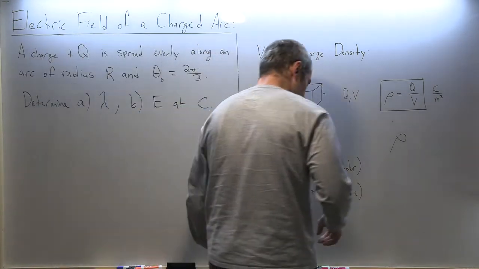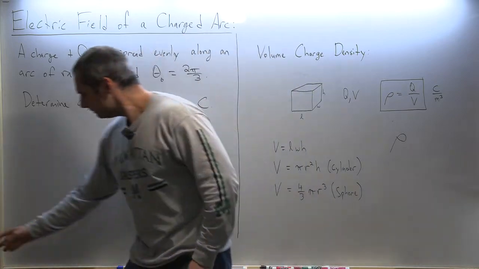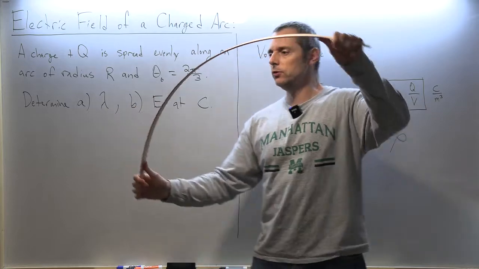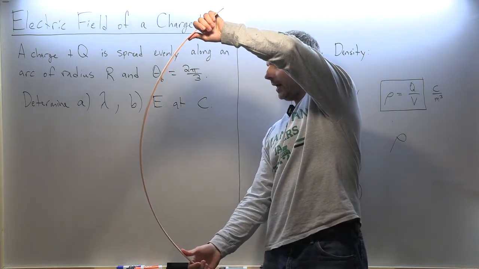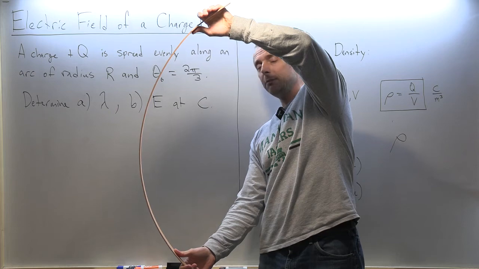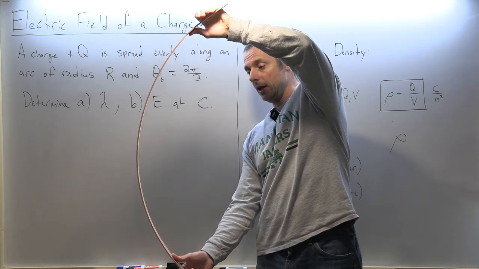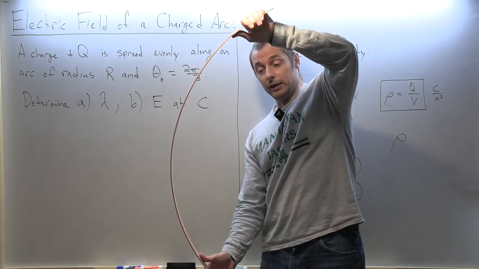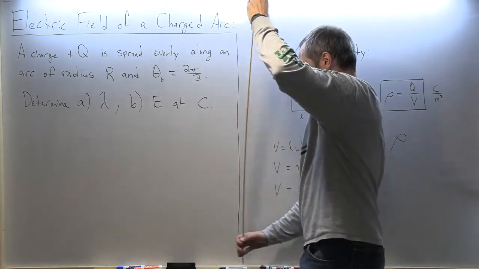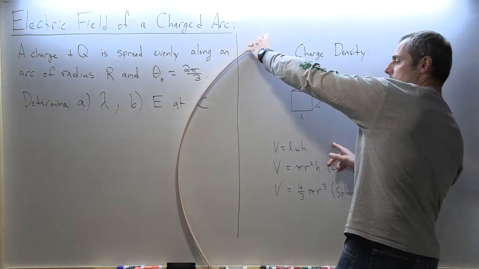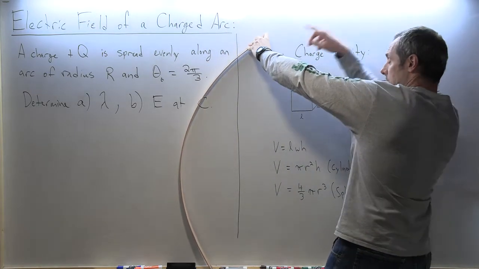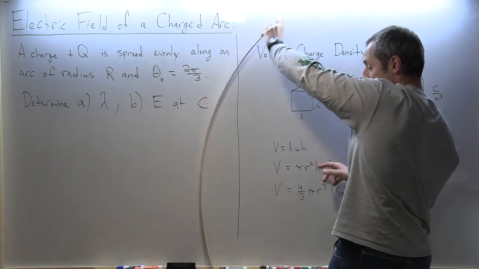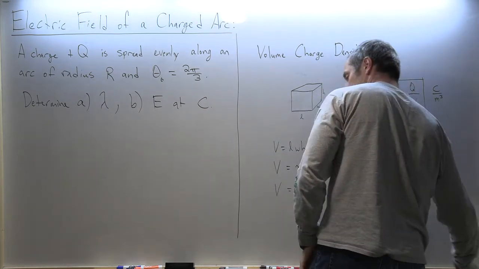All right, so we've got a charge that's spread along a line, and then that line is bent into an arc like this, okay? And we want to find, first of all, the lambda, the charge density along this arc, and then the electric field at the center point. So like right here at the center of curvature, okay? If this were a circle, it's where the radius vector meets the center of the circle. So let me sketch that.